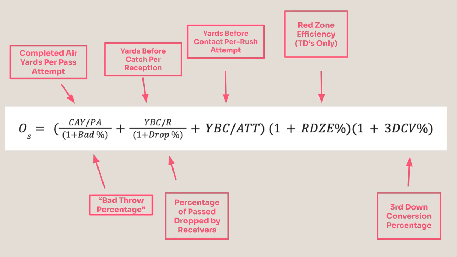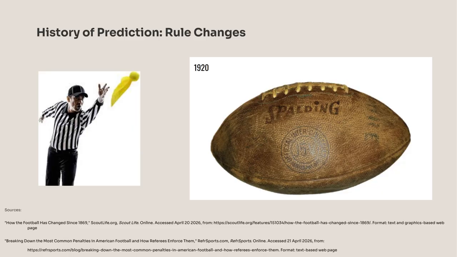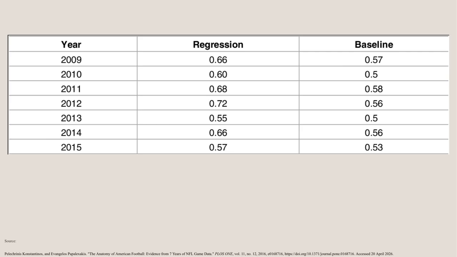To understand why the model is built this way, we need to look at the history of offensive prediction. Since the founding of the National Football League in the 1920s, rule changes such as fewer penalties for passing plays and even a changed shape of the football has led to successful modern NFL offenses passing more often than running the ball, which is why the model weighs passing at a 2-to-1 rate compared to rushing.